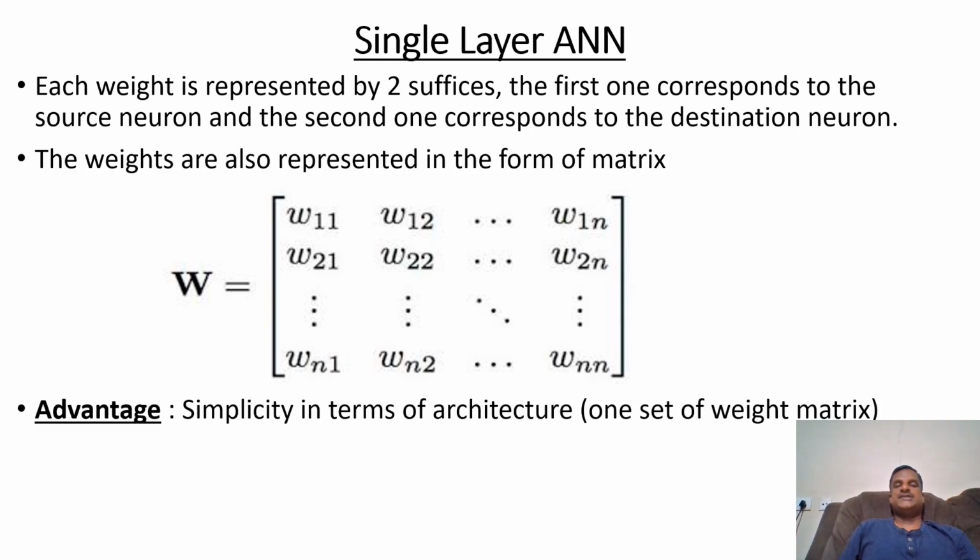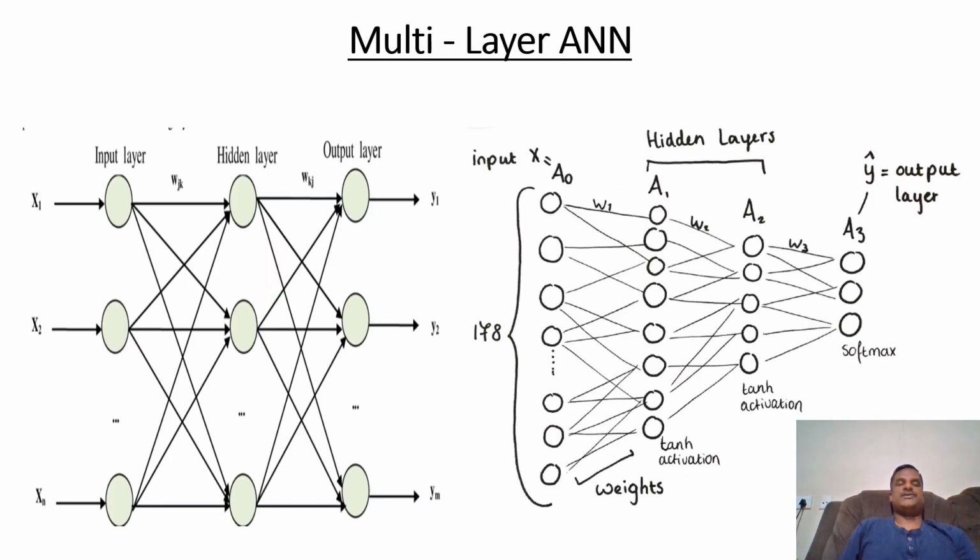What is the advantage of single layer neural network? It is simple in terms of architecture. However, because of the smaller number of neurons, you may face less accuracy.